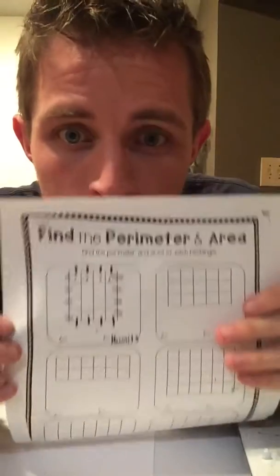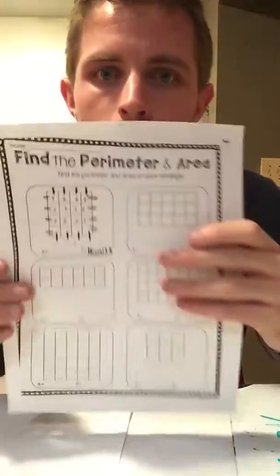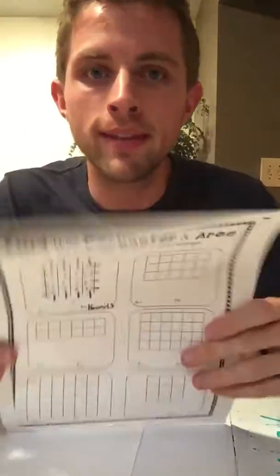Now, let's count the blocks inside. I'm going to use dots, okay? That way I don't get confused. Let's start with the top row. 1, 2, 3, 4. See how I use dots so I don't get confused? 5, 6, 7, 8. 9, 10, 11, 12. 13, 14, 15, 16. Ooh. So we have the same area and the same perimeter.